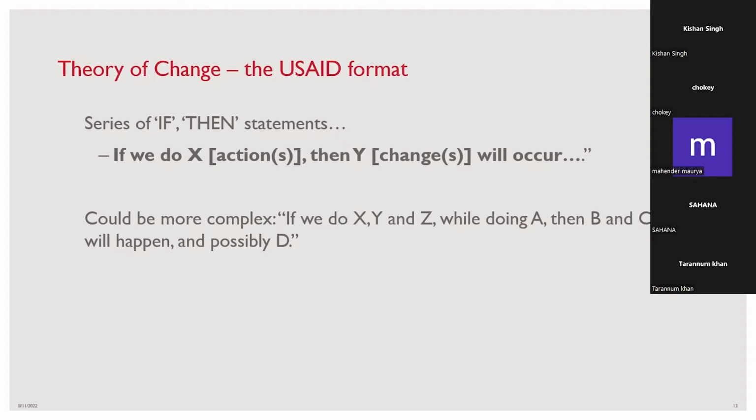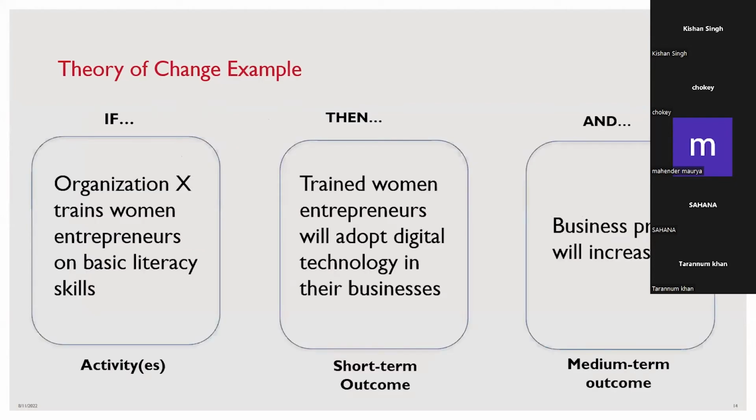When you develop a theory of change, you need to be really detailed in laying out the steps in this causal chain, as we call it. What will happen from your activities to the short-term outcomes to the longer-term outcomes, and being really explicit about that. We're going to start by looking at a very basic example of a theory of change. This is essentially the if here.